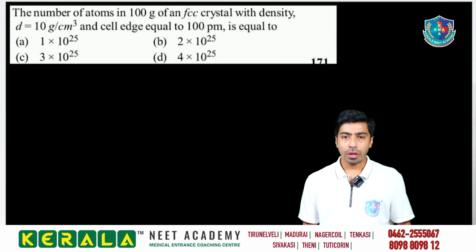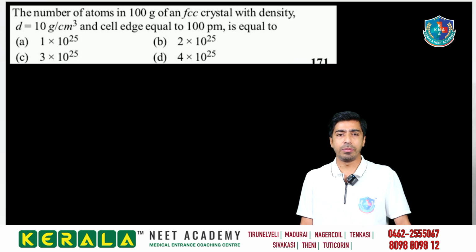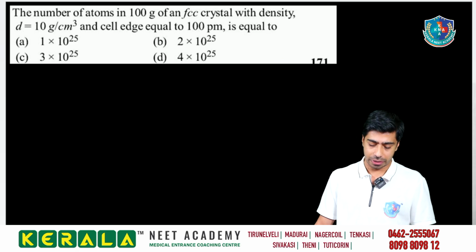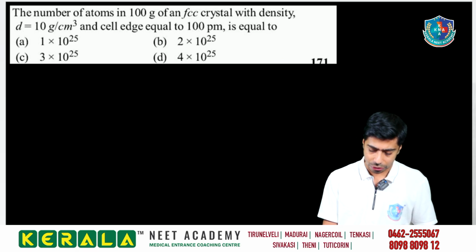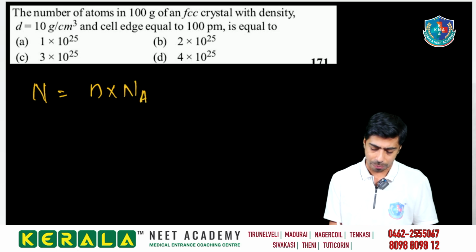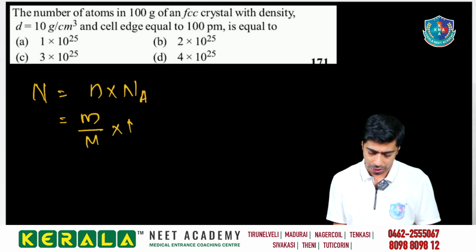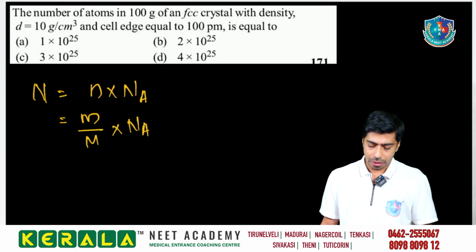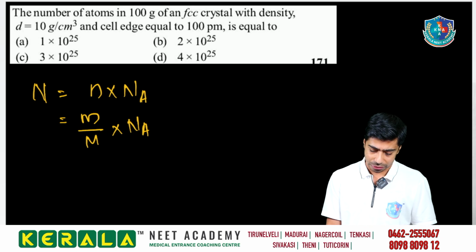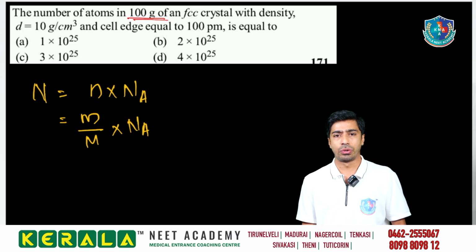Then, the number of atoms in 100 gram of an FCC crystal with density 10 gram per centimeter cube and an edge length of 100 picometer. Listen, you are asked to calculate the total number of atoms. The number of atoms is equal to n × Na, the number of moles times Avogadro number, that is, given mass by molar mass times Avogadro number. Here m is given as 100 gram, and Na we know is 6 × 10^23.